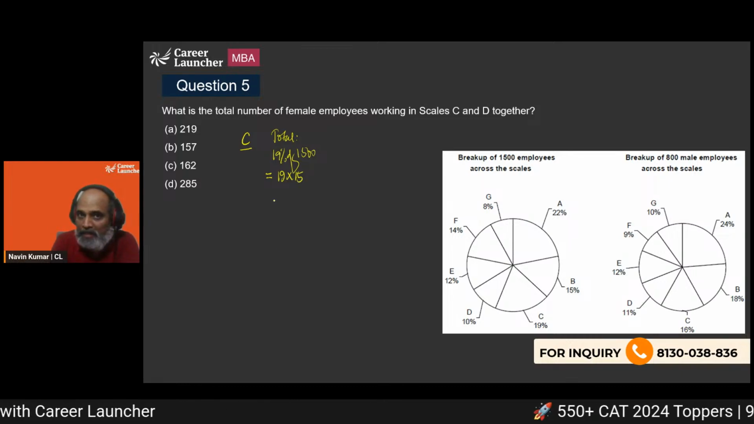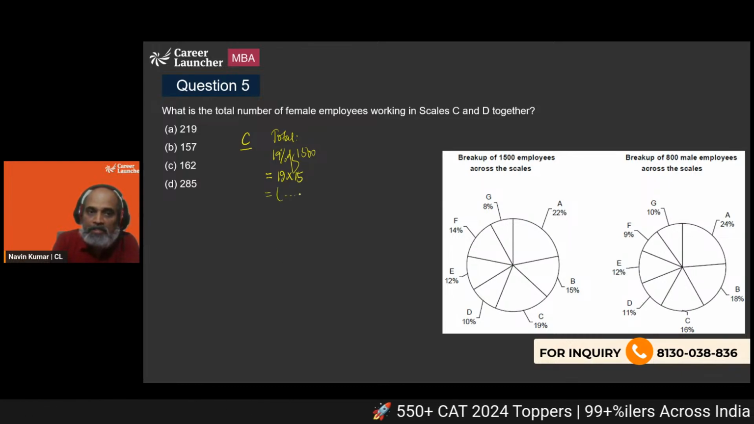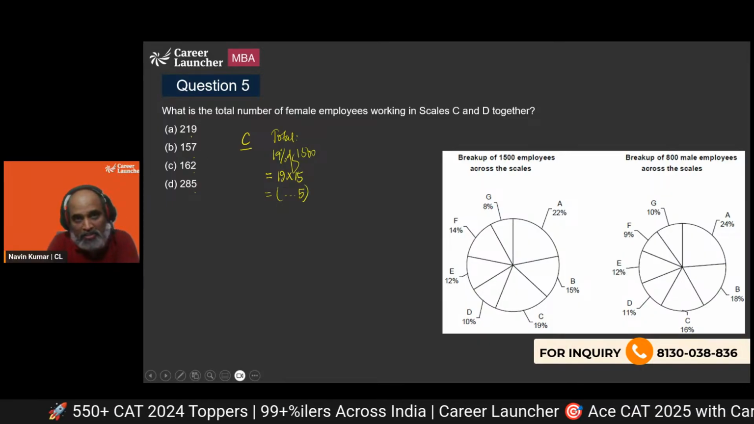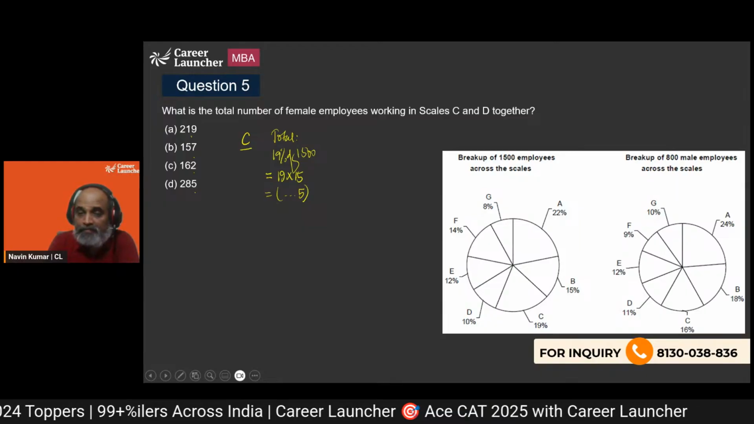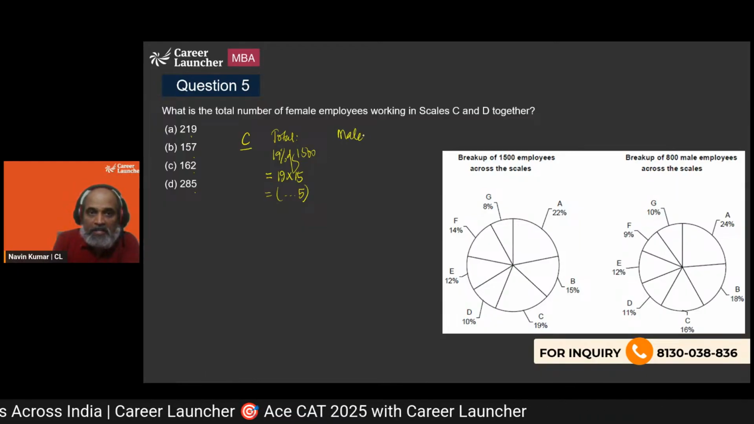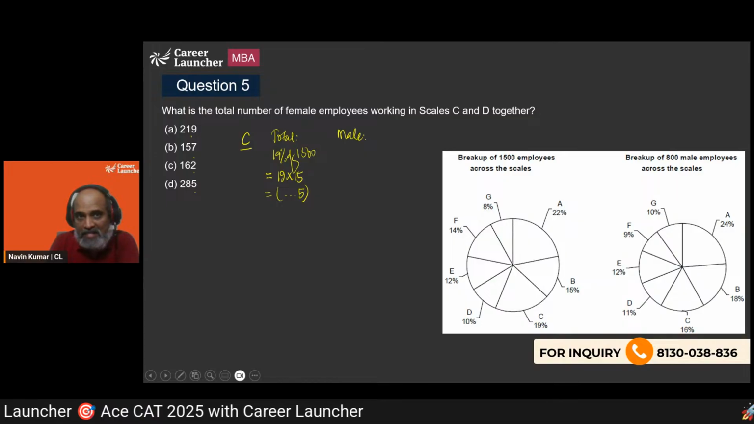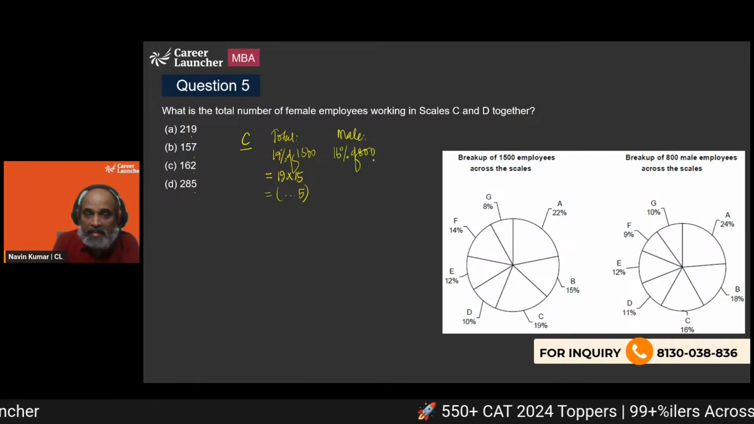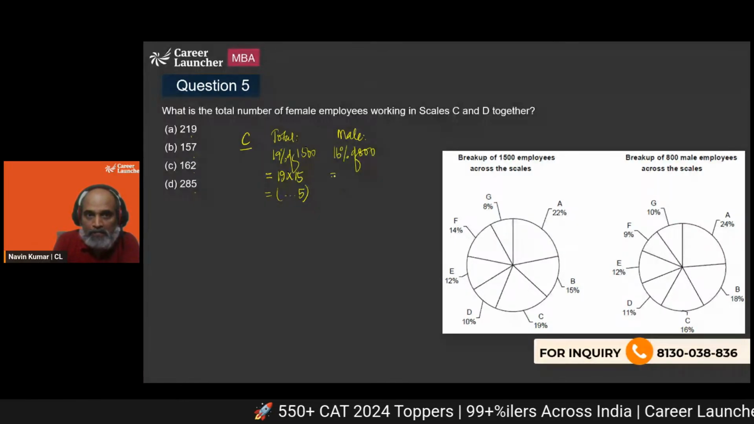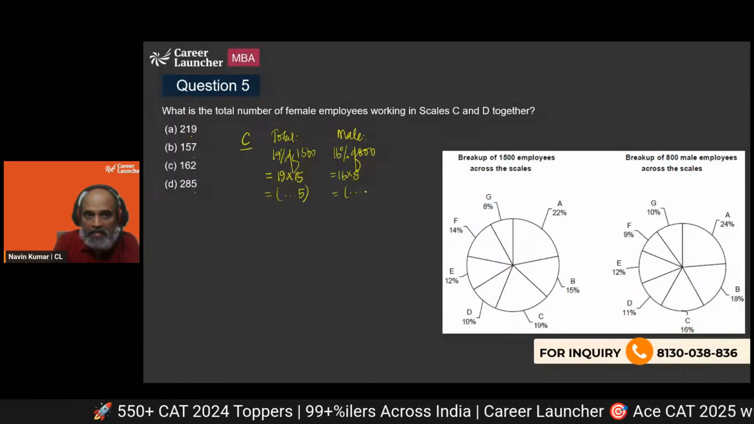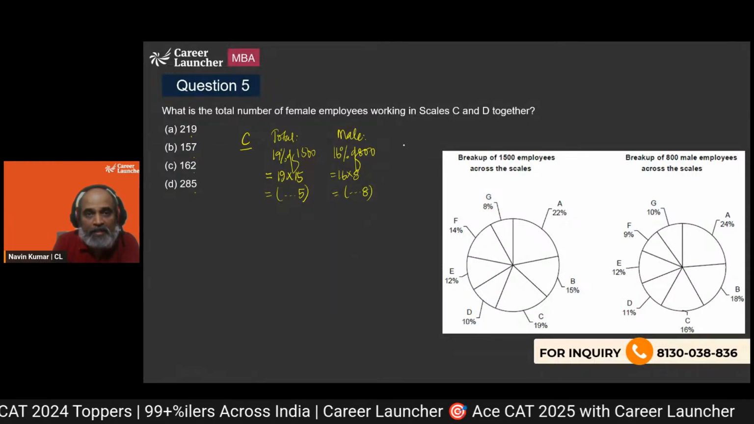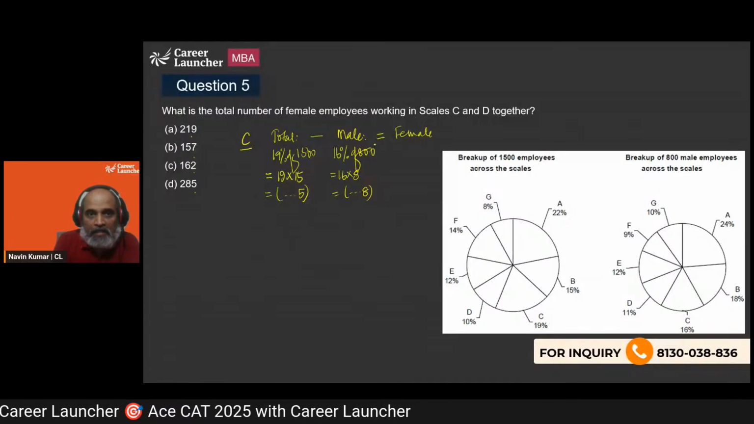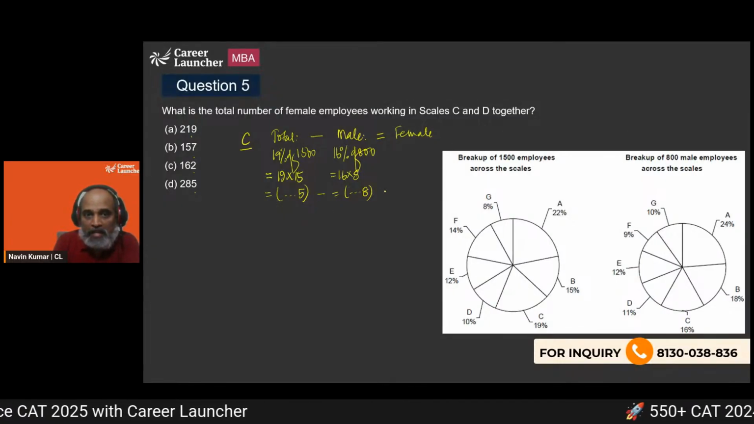Now, I'm not going to multiply 19 into 15. I'm simply going to find the last digit. Why? Because each option has a unique last digit. So it will save me a lot of time. Now, from the total, the number of male employees in C scale is going to be 16% of 800. Again, ignore the 2 zeros. It's simply 16 into 8, 6 into 8, ends in 8, right? So out of total employees, this is total and this is male. If we subtract, we will get the female.